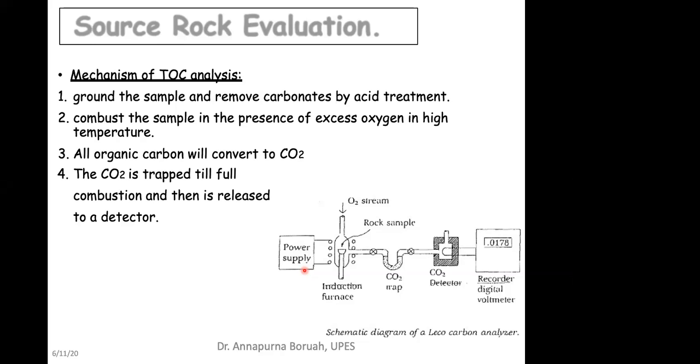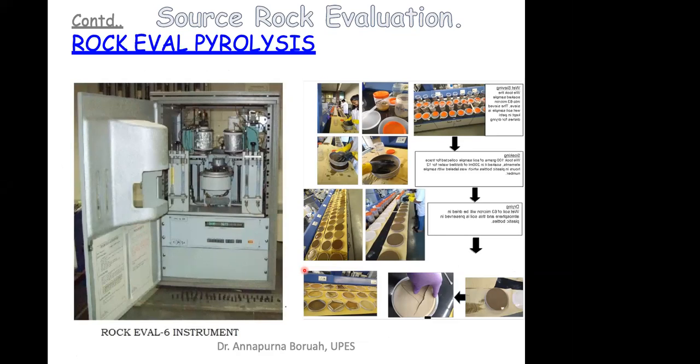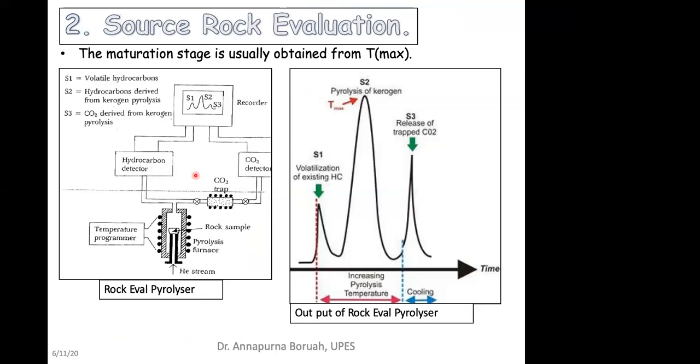TOC can also be analyzed using Rock-Eval pyrolysis. This is the most widely used pyrolysis technique worldwide, and it is used by all the petroleum industries. Pyrolysis is the decomposition of organic matter by heating in the absence of oxygen, and it is used to measure richness and maturity of a potential source rock. This is the Rock-Eval 6. My students are working in the lab, or they are preparing samples to send to different laboratories. I'll tell you the working principle of this Rock-Eval pyrolysis technique.